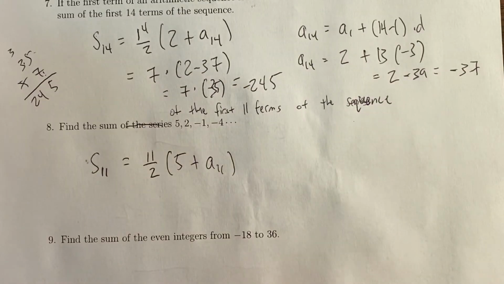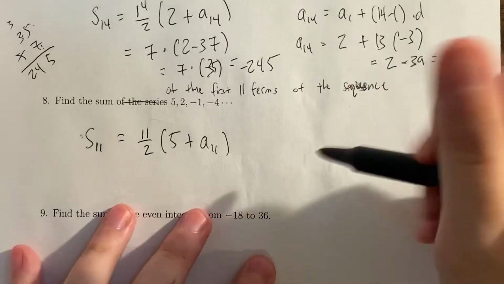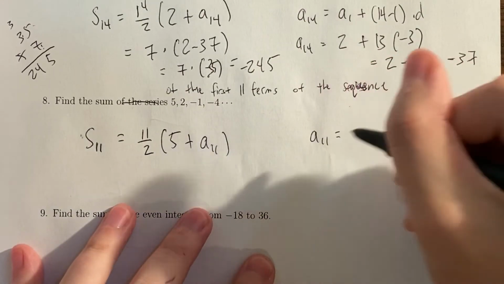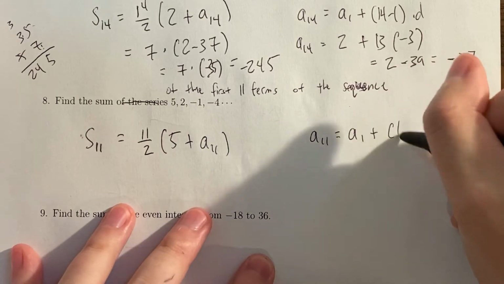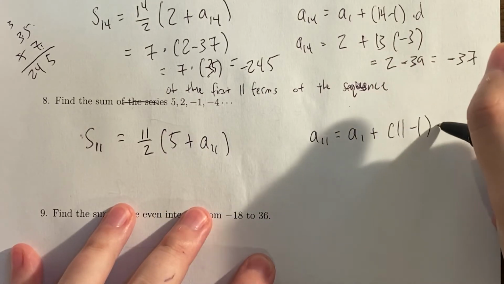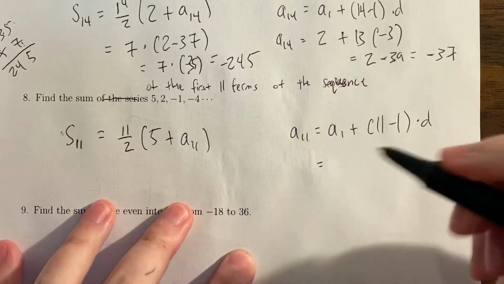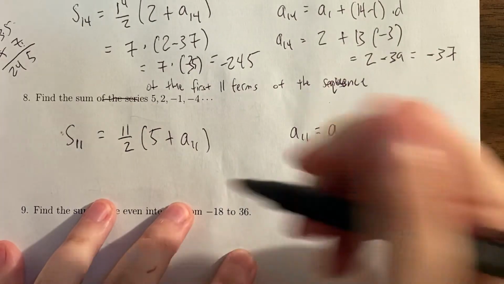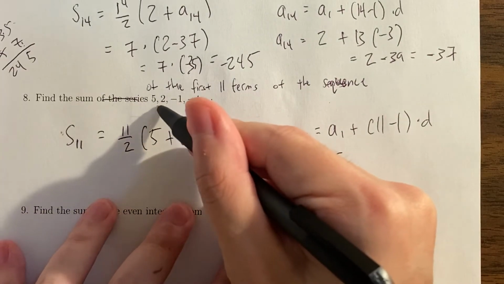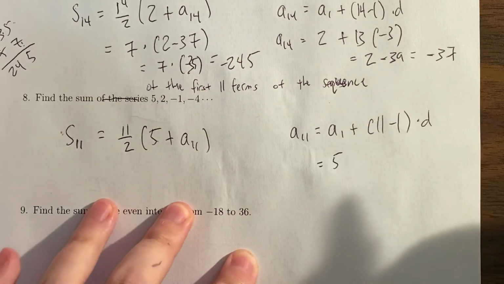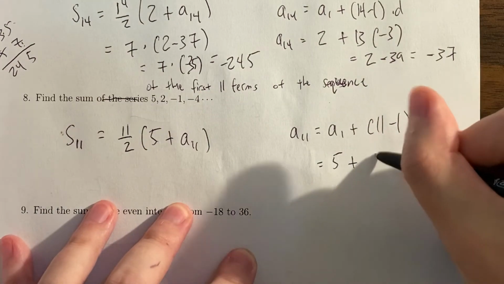Well, we use the original formula, just like we did in this example right here. The formula that we talked about since the very beginning of this video. So A11 is going to be A1 plus 11 minus 1 times D. So A1 was the first term. That's 5. That's how I got this thing. I'm just literally looking at the sequence and seeing what the first term is. Then it's going to be 10.